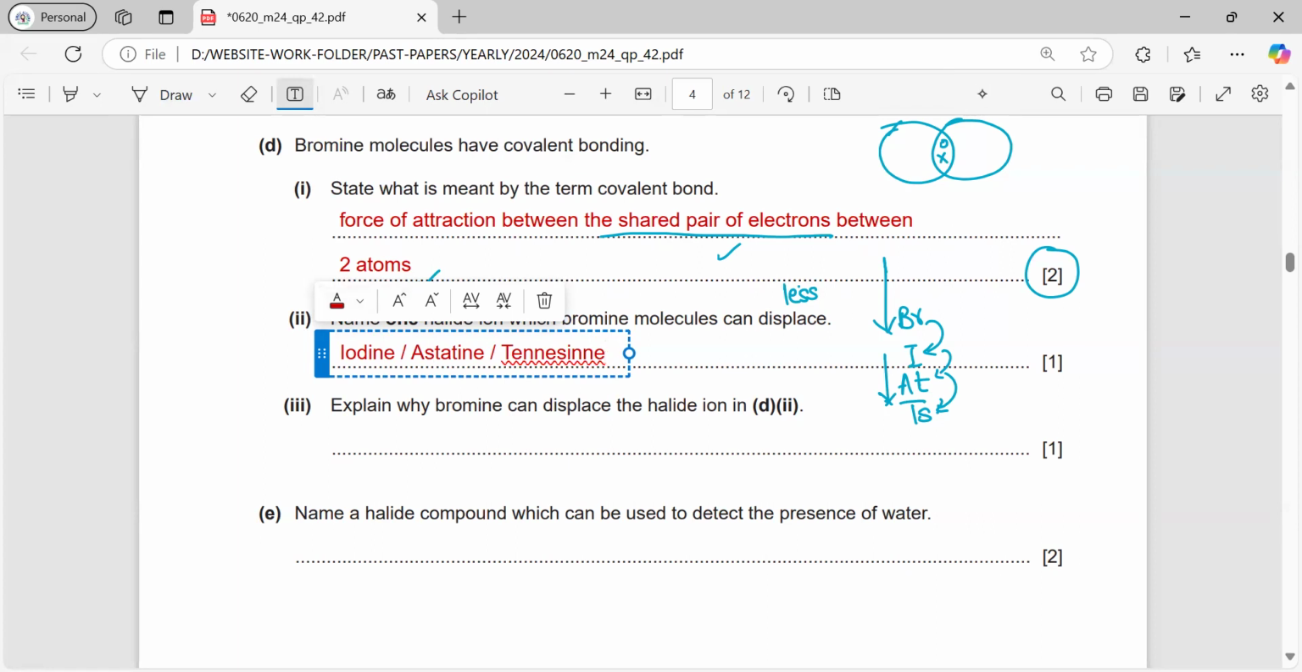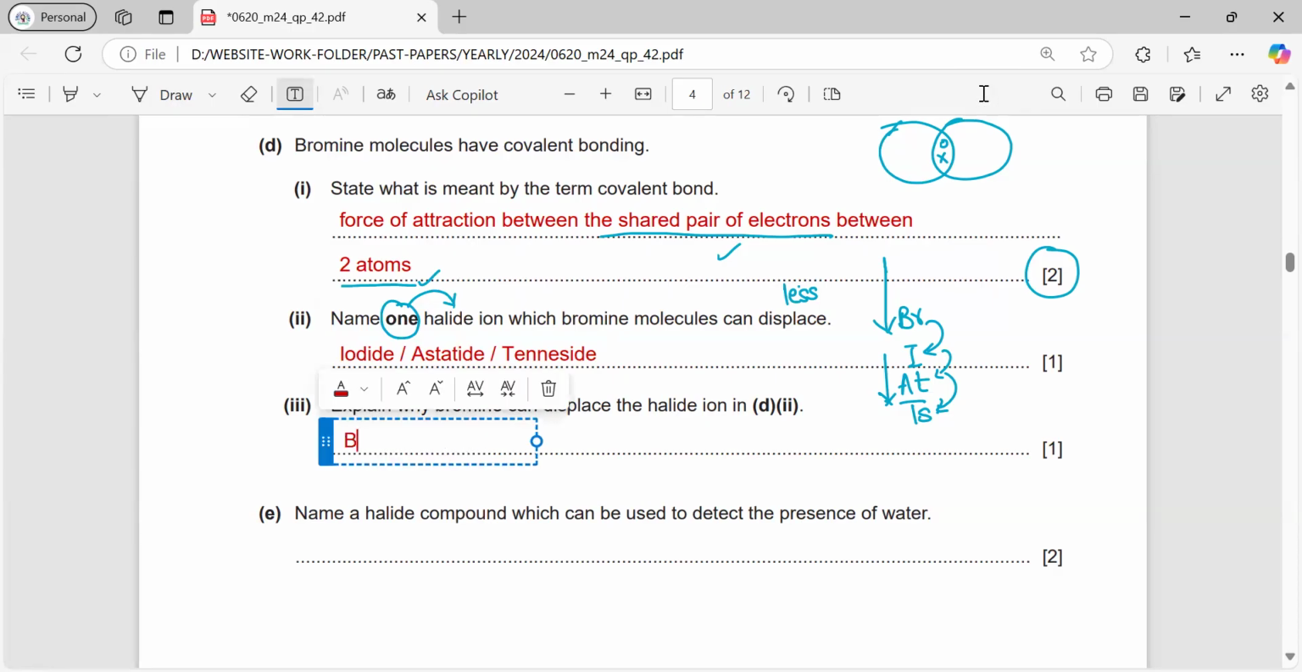Okay, but here you have to note down one thing, that you have to write about the halide ion. So we'll convert this iodine into iodide, tennessine into tennesside, astatide, like this. Explain why bromine can displace this halide ion. Bromine can displace the halide ion because bromine is more reactive than this ion.